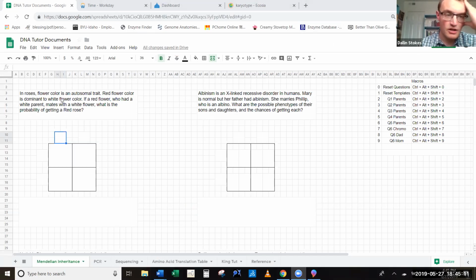All right. So in roses, flower color is an autosomal trait. That means it's on one of the first 22 pairs of chromosomes. Red flower color is dominant to white flower color. If a red flower who had a white parent mates with a white flower, what is the probability of getting a red rose? Now, let's discuss how this happens and how these charts work.